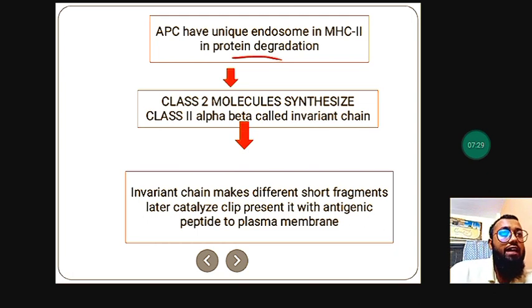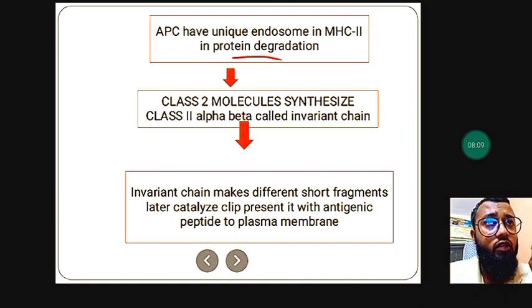So the internalized antigen passes through different acidic compartments, encountering low pH in each compartment, and the antigen presenting cell has a unique endosome, the MHC class 2 compartment, where the final protein degradation and peptide loading takes place. But the question remains: how will MHC class 2 do all these things? The answer is that this APC expresses both MHC classes on its surface.